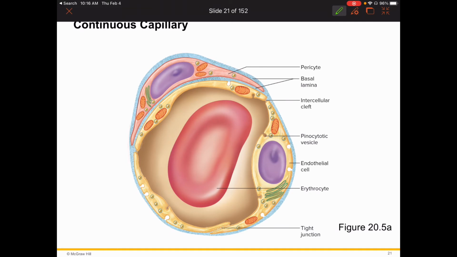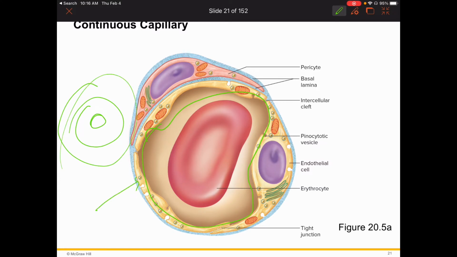So remember we talked about the tunica system, right? And so here would be the lumen of a capillary, right? The inside lining. And then we talked about tunica media and tunica externa. You don't really get that. Here's a pericyte right here.